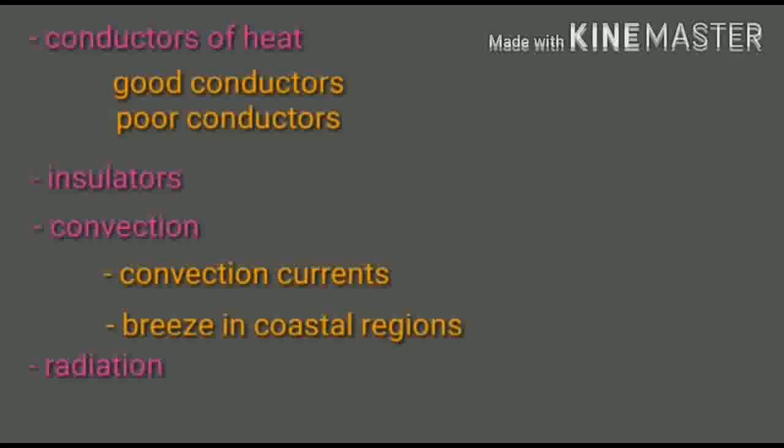Next one is radiation. Radiation is a way of heat transfer. In the other two ways of heat transfer, conduction and convection, there should be contact between the objects for heat transfer. But radiation is a method of heat transfer that does not need contact between a hotter object and a cooler object. For this, we have seen the example of the thermos flask.